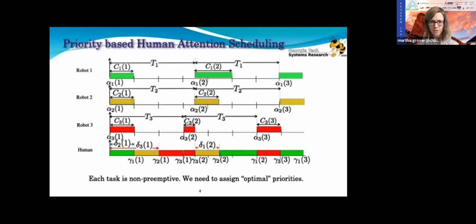And then there are other important parameters here. This alpha is the arrival time of each request, and gamma models the finishing time of each request after the human processes it. And delta is the time delay between the request and when the resource is granted.